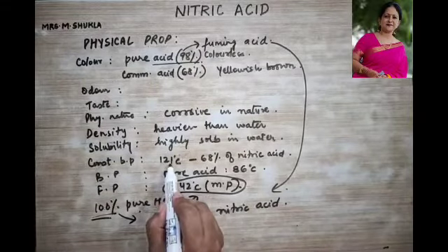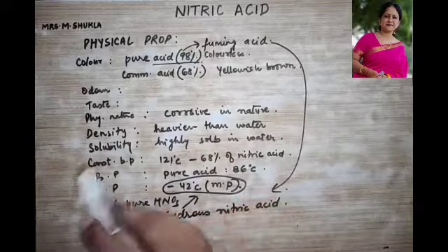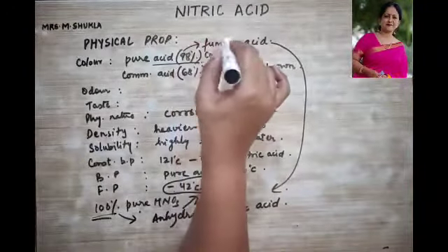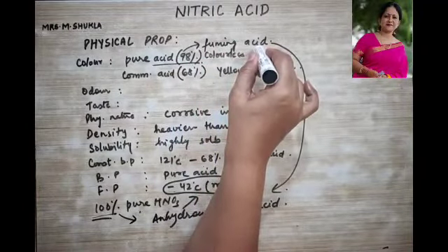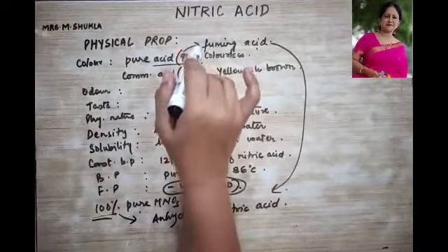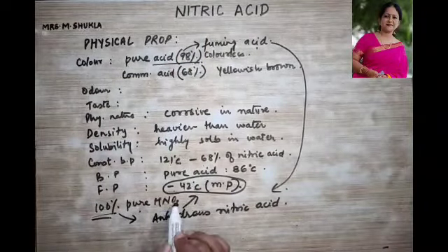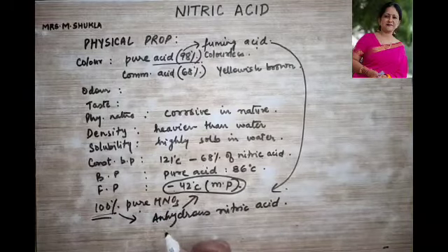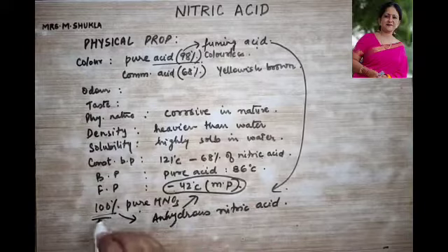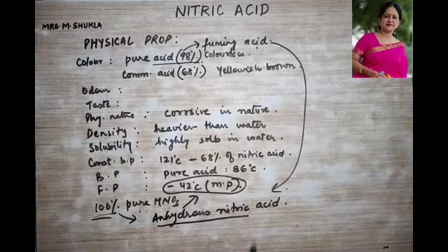Okay, so what did we study? That at 121°C we obtain 68% nitric acid, which cannot be further concentrated by boiling. It can be converted to 98% fuming acid under reduced pressure in the presence of concentrated sulfuric acid. And further we can obtain 100% pure nitric acid by lowering the temperature to -42°C, and we get pure crystals of HNO3, which is also called anhydrous nitric acid.